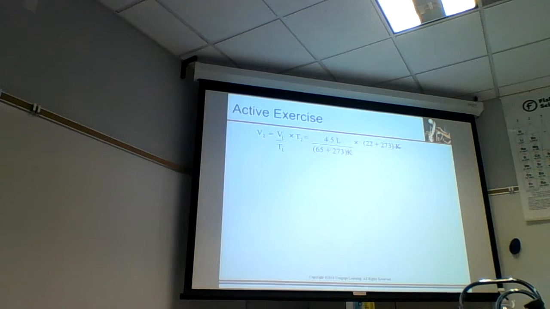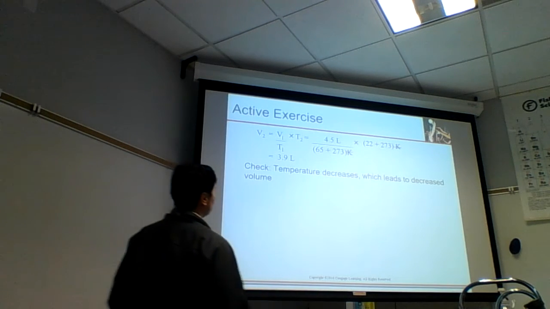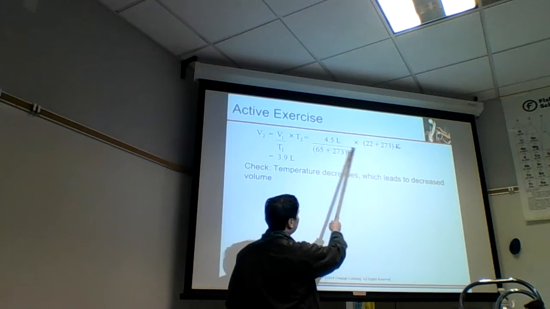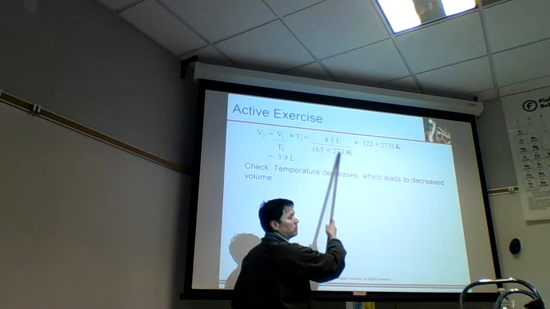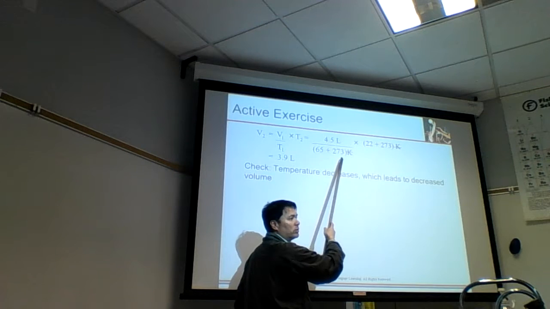Again, T2 over T1 ratio. Then normally what I do is I calculate out the temperature so I can see, when we look at the temperature here, the temperature decreased, right? We went from 65 to 22. And it looks like the temperature is less than half of the original. In fact, it looks more like a third of the original.